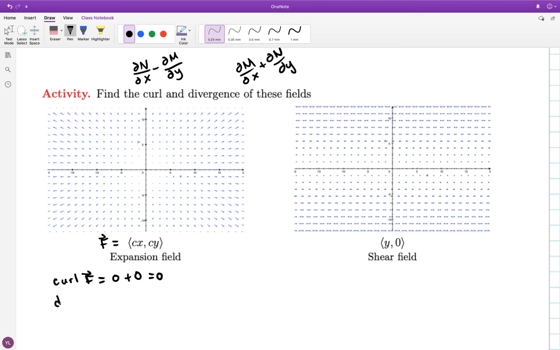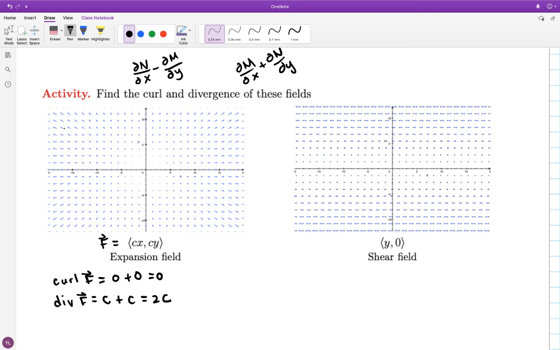Okay, for divergence. For the divergence here, if you go to any point in this vector field, the tendency of the vector field to escape the point or diverge from the point is 2c. So that's consistent across the entire plane.